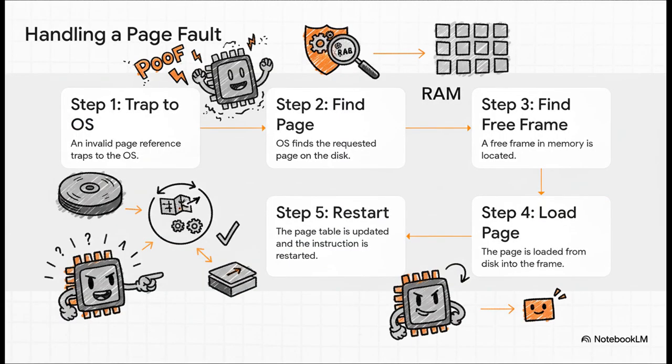This whole situation triggers something called a page fault. And it sounds like an error, but it's totally normal. It's part of the plan. The CPU basically says, whoa, I can't find this, and sends an alert, a trap, to the OS. The OS then jumps into action. It finds the needed page on the disk, finds an empty slot in RAM, yanks the page off the disk and shoves it into RAM, updates its internal map, and then tells the CPU, okay, try that instruction again. And this time, it works perfectly.